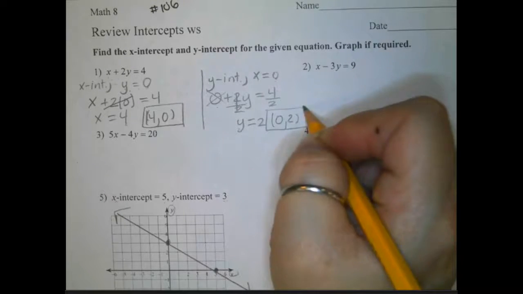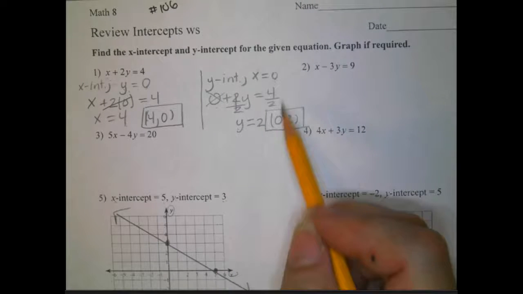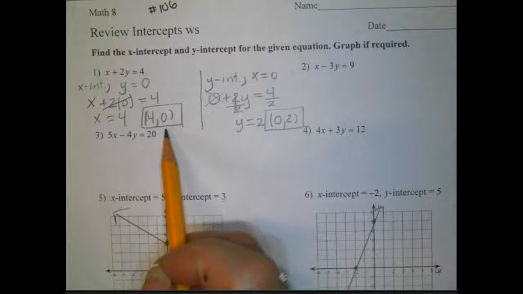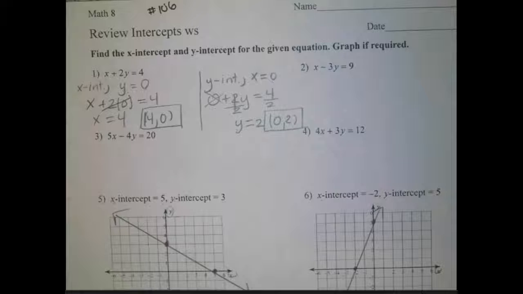You need to make sure that you always write it x before y. So one is going to be a 0, and one is going to be a number when we're doing our intercepts. That makes sense to you?